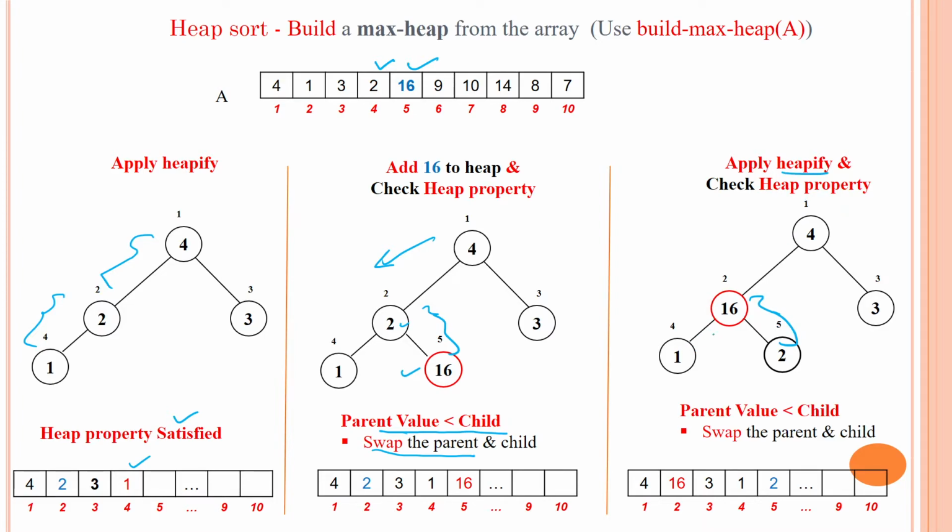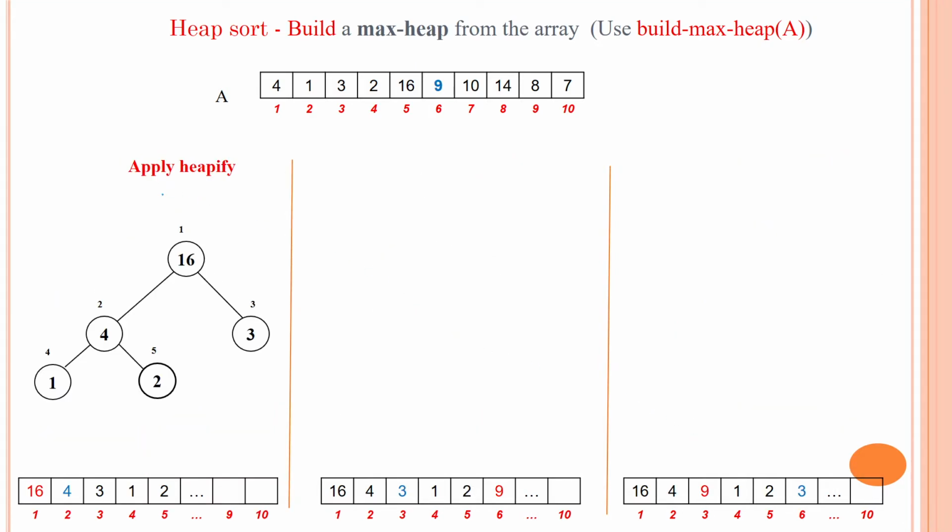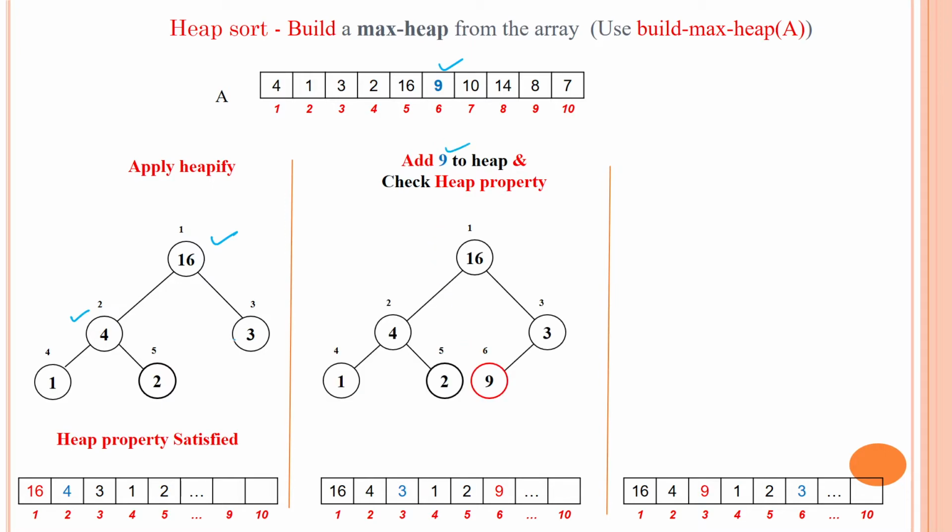Then again you look at that, we are checking the 16 and 4. Again it is not satisfying, so we have to swap the 16 and 4. After that 16 will become the parent and 4 will become the child. So next, all are satisfying the heap property. Now we are going to add the 9. So 9 is added. Here the left subtree is filled.